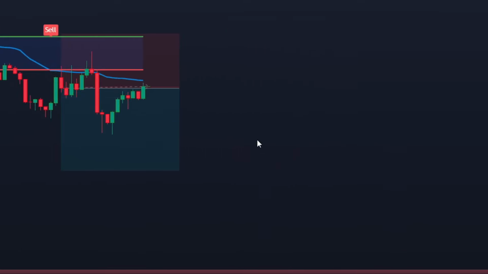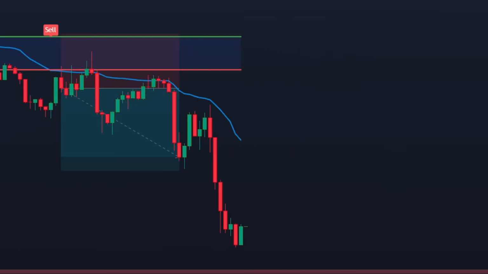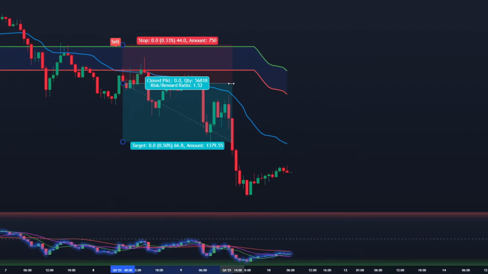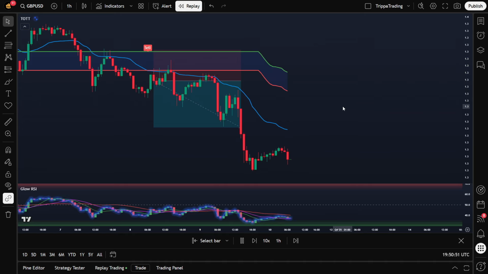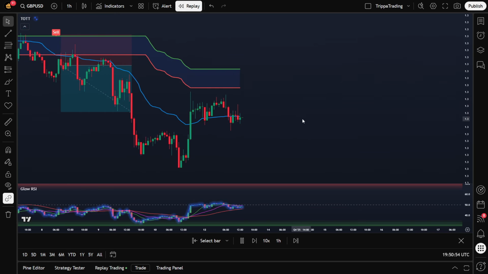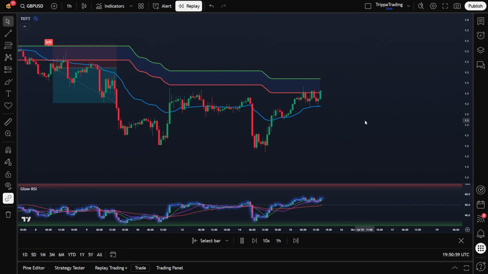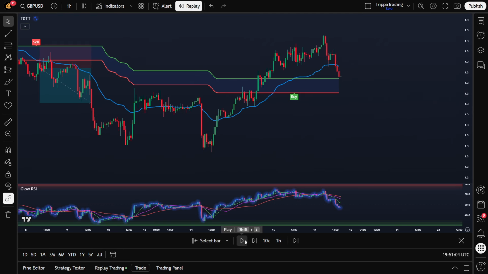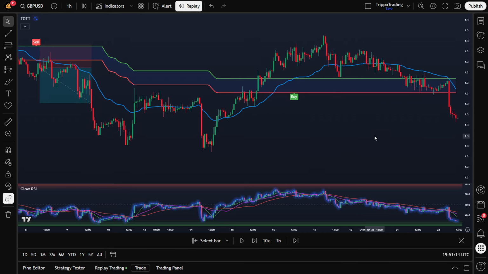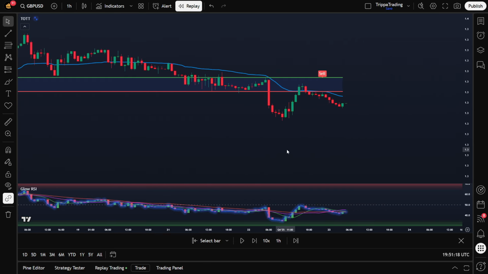The stop loss goes just above the OTT upper band for a sell trade, and the take profit target can be set at 1.5R. As we can see, the price immediately continues lower and hits target fast. Try to catch these setups after a small pullback. When the signal appears right after a correction, it's usually the start of a clean continuation move.